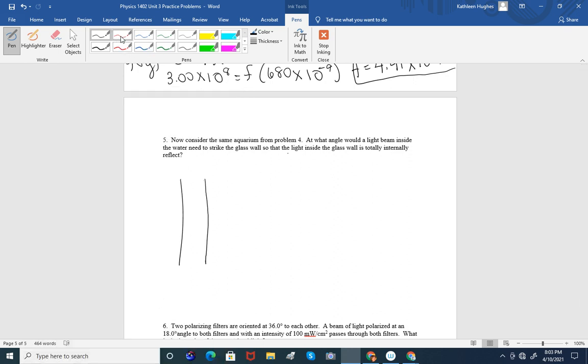And they're saying, let's consider this red beam of light. What angle does it have to hit the glass? Remember, it's in the water. So this side is water over here. Here's air. Here's glass.